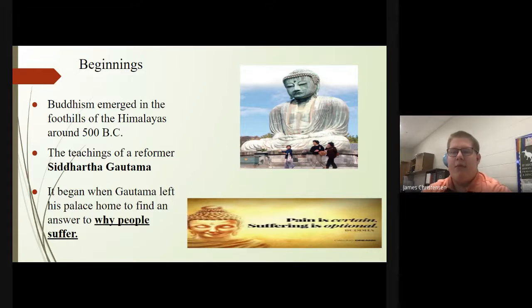And each time he left the palace, he left through a different gate, whether that be the north, south, east, or west gate. And each time he went out one of those gates, he learned something new about the world that was sheltered away from him while he was in the palace. Things like seeing people sick, or the dead, or people starving. Things that he did not directly experience while living in the palace.